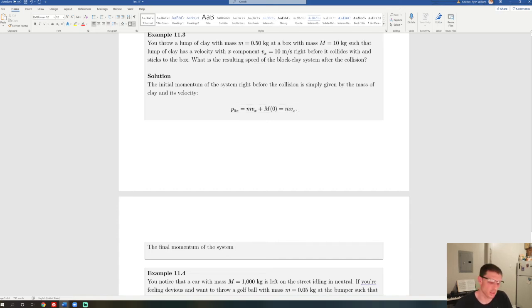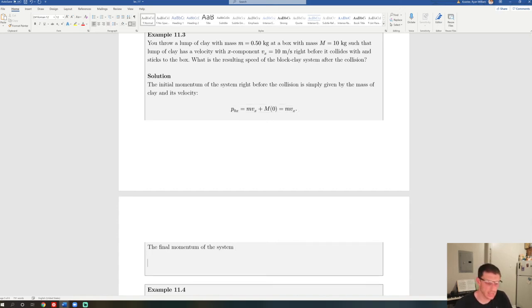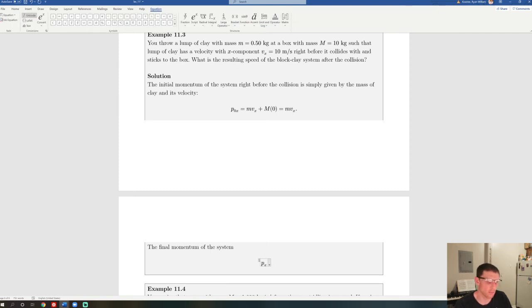So now let's look at the final momentum of the system. And this I would write just p sub x without the 0 in the subscript. I think you're probably all used to that by now. And I'm going to say, well, they're moving together as one now, right? With the same velocity. And so their mass is just the combined mass of the clay and the block. And now this is where I switch my notation. I call this big V because I have to keep it separate symbolically from the other velocity, right?